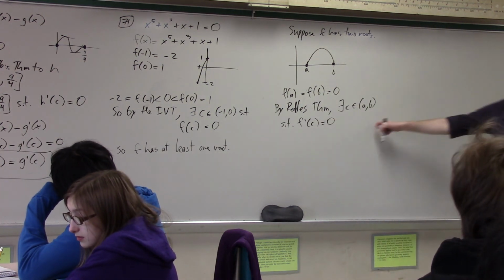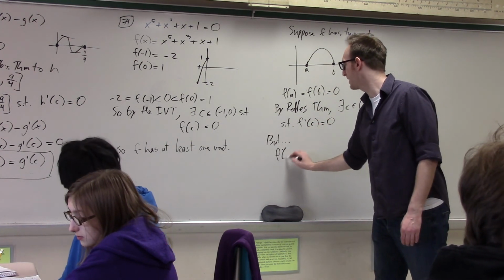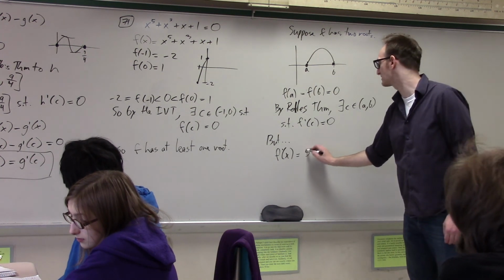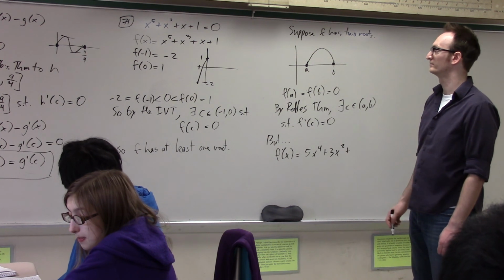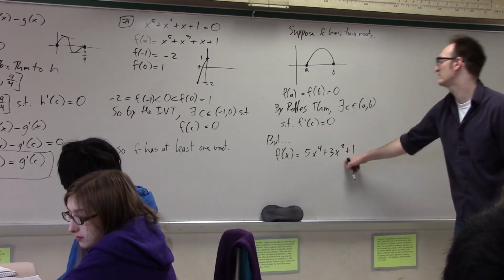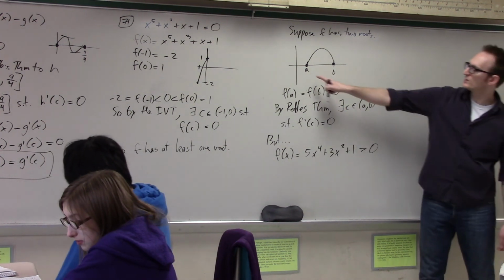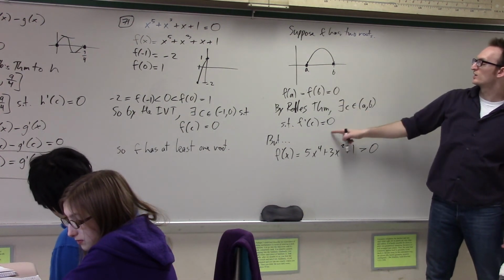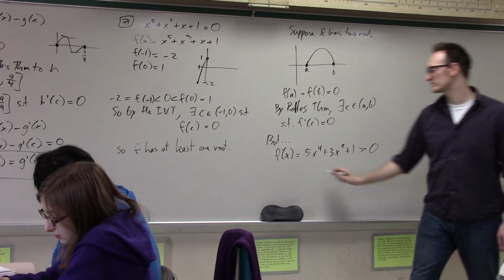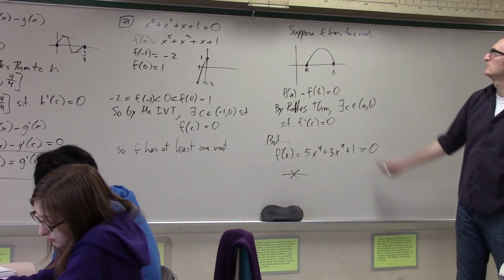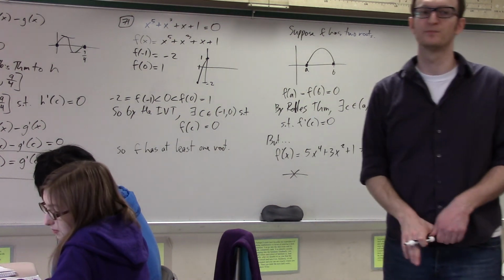That sounds fine until you look at the function, and when you differentiate it, you get 5x to the 4th plus 3x squared plus 1. And this function is always positive. So the assumption that there were two distinct roots led me to the conclusion that there's some place where the derivative is 0, yet I just showed that the derivative is always positive. That's a contradiction. So my assumption that there are two roots is false, so there are not two, but there's at least one, so there's exactly one. Alright.